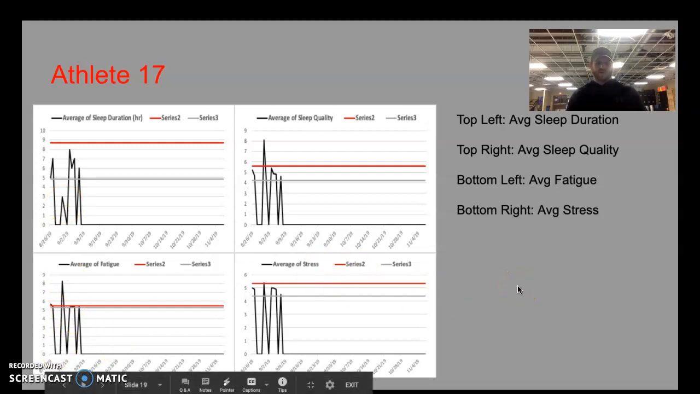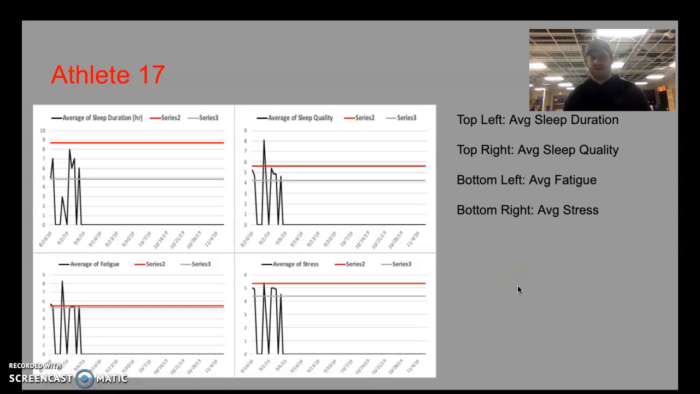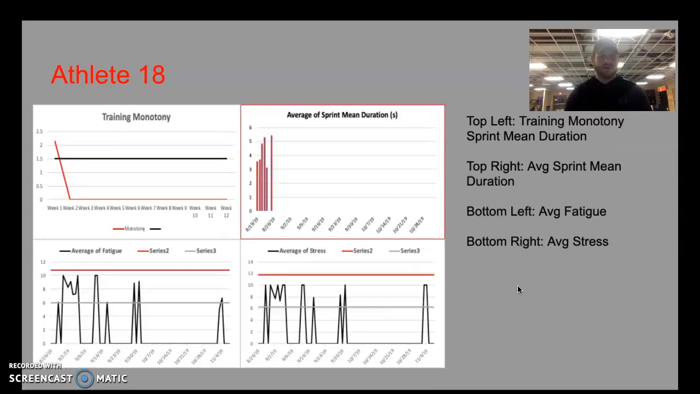And this is the week, again, this is early in the season, and a lot of athletes have had issues this early in the season. So we need to make sure we're not doing too much too fast early. Same thing here. It's week 2 and 3. Their training monotony from week 1 is pretty high. We can see that by the sprint mean duration, how fast each sprint is. And we can see that in week 2, their fatigue and stress again is high, indicating that week 1 and 2 of the season is just a lot on their bodies.